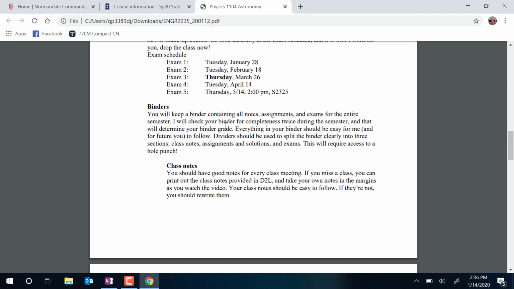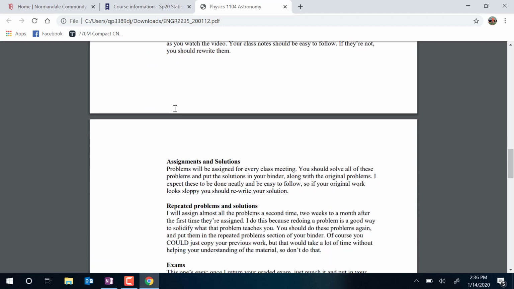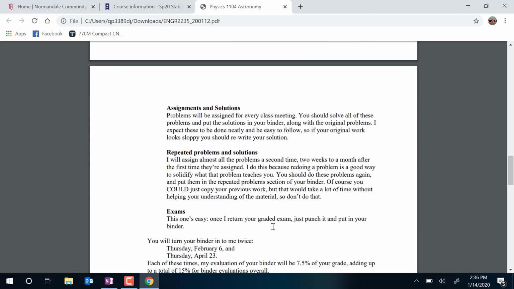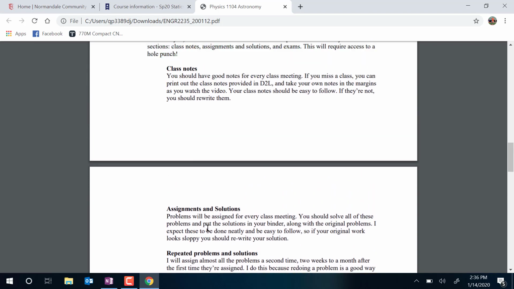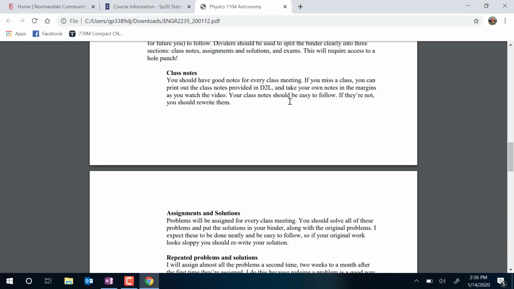So your binder is going to be broken up into 4 sections. It says 3 here. That's a typo. Got to change that. But the 4 sections are class notes, assignments and solutions, repeated problems and solutions, and exams. So the notes are just all the class notes, and you need to have class notes for every day. If you miss a class, it's fine to print out my PDFs, but you need to have something in there for every day of class, because this is your textbook for later.